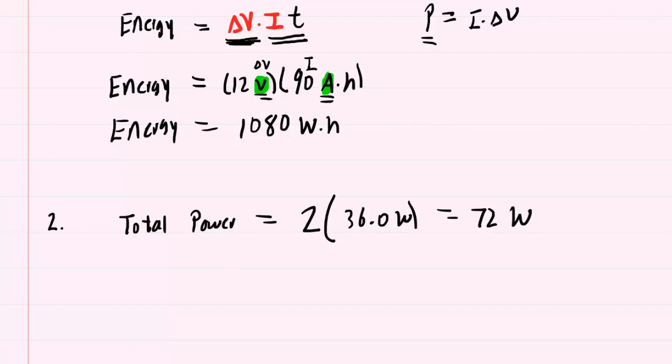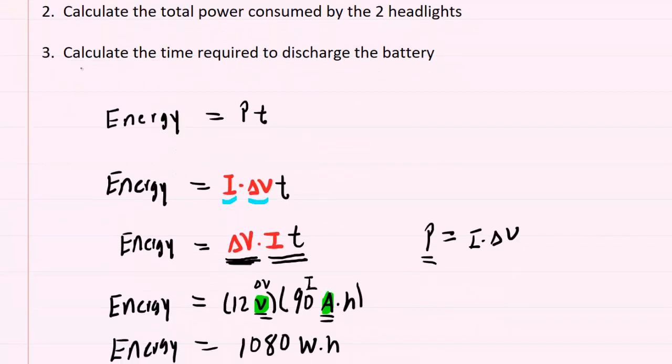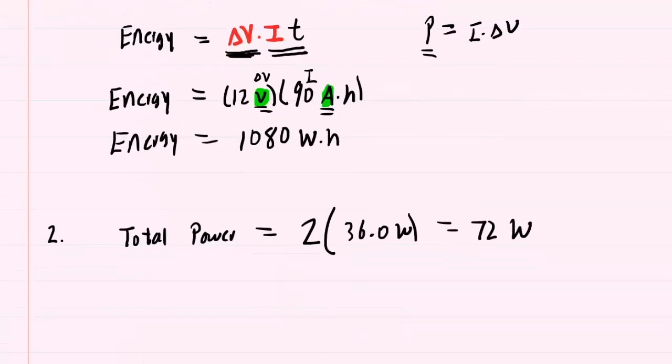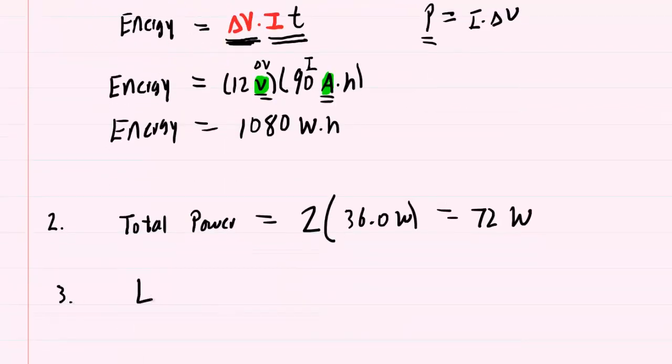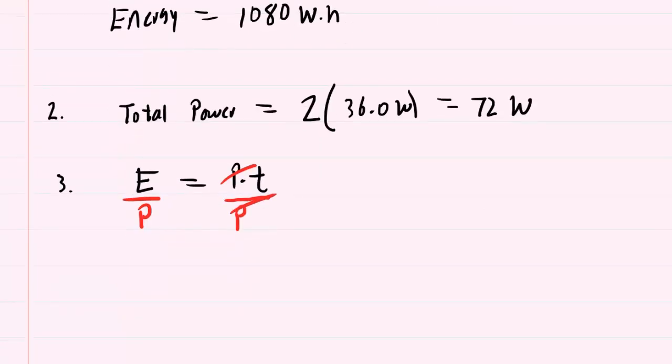And then in the third stage, we're going to put these numbers together. We calculate the time required to discharge the battery. Now that will once again go back to this relationship here. We know that energy is equal to power multiplied by time. What we'll do is solve this for time. So we'll divide both sides of the equation by power. The powers will cancel on the right-hand side. We can see then that the time would equal the amount of energy divided by the power.